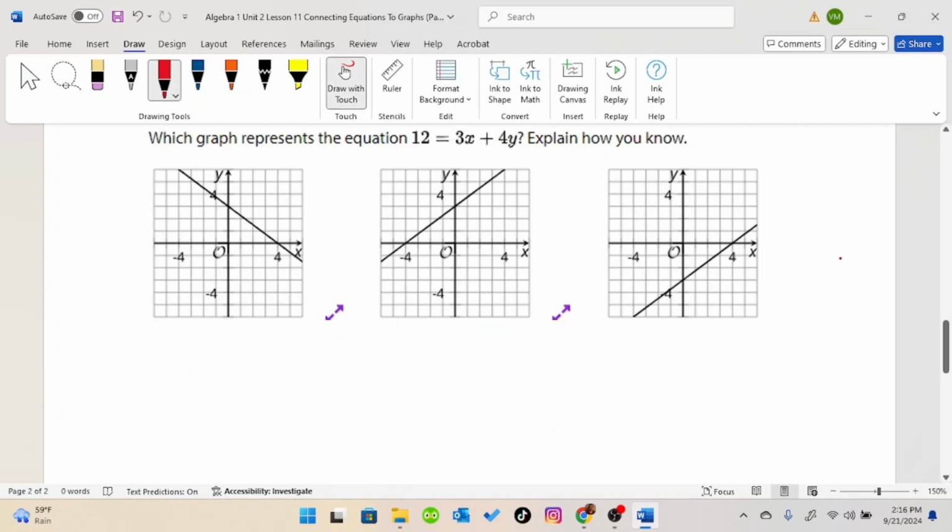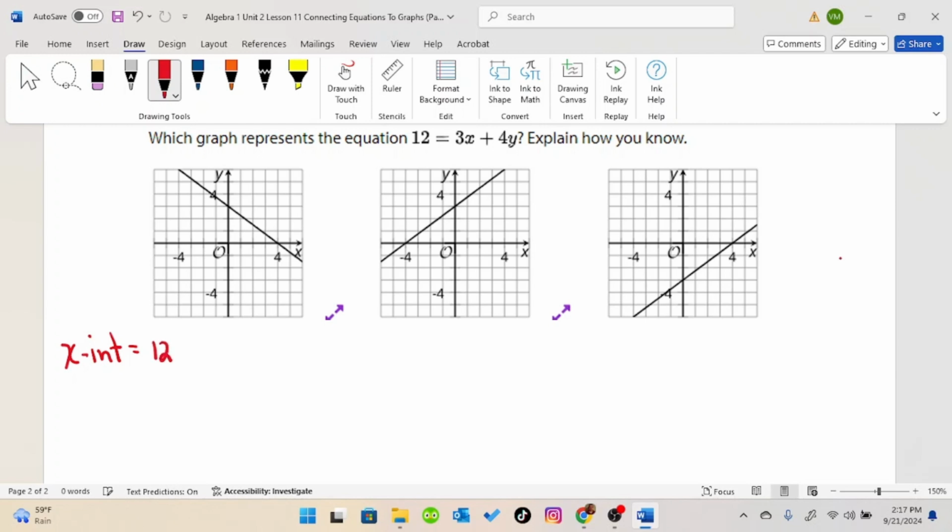Our last practice problem for lesson 11 asks, which graph represents the equation 12 equals 3x plus 4y? Explain how you know. This is a standard form equation, so it is good for finding the x and y intercepts. So the first thing I'm going to do is find the x-intercept. To do this, I'm going to let y equal 0.